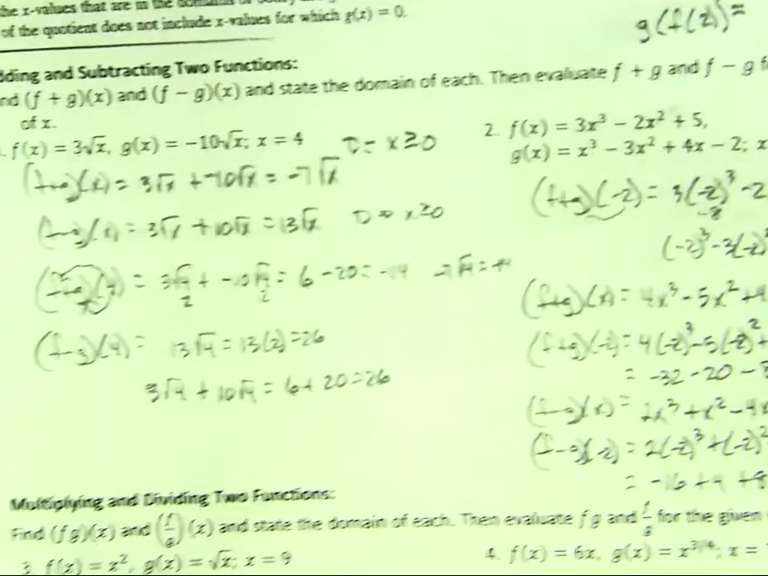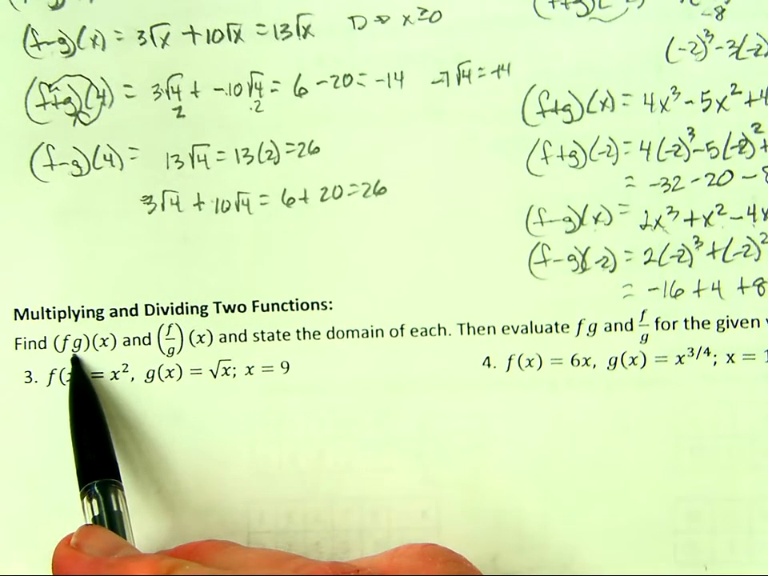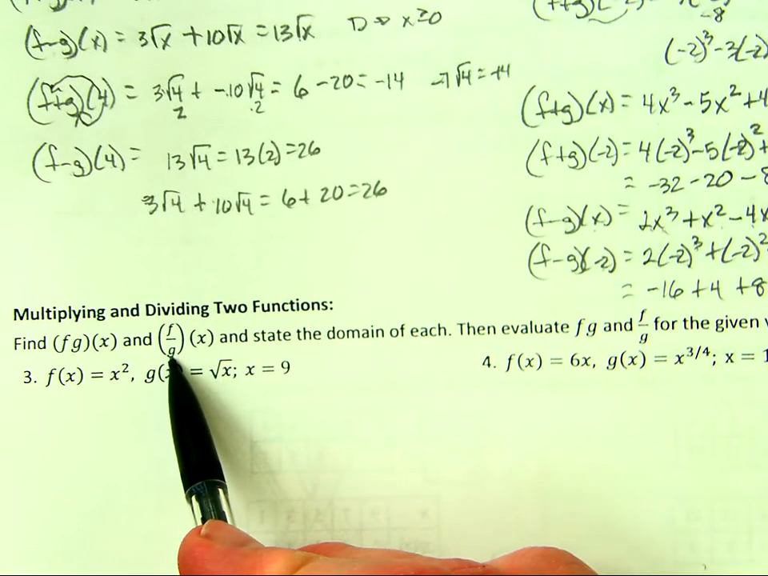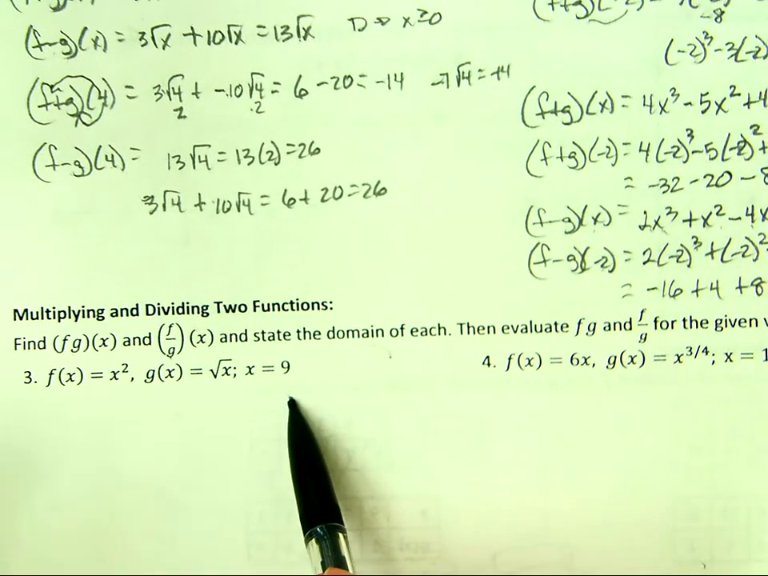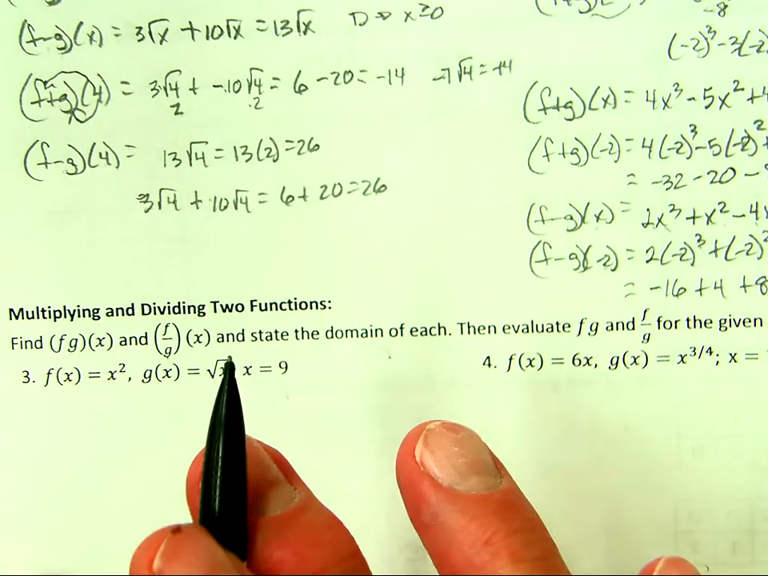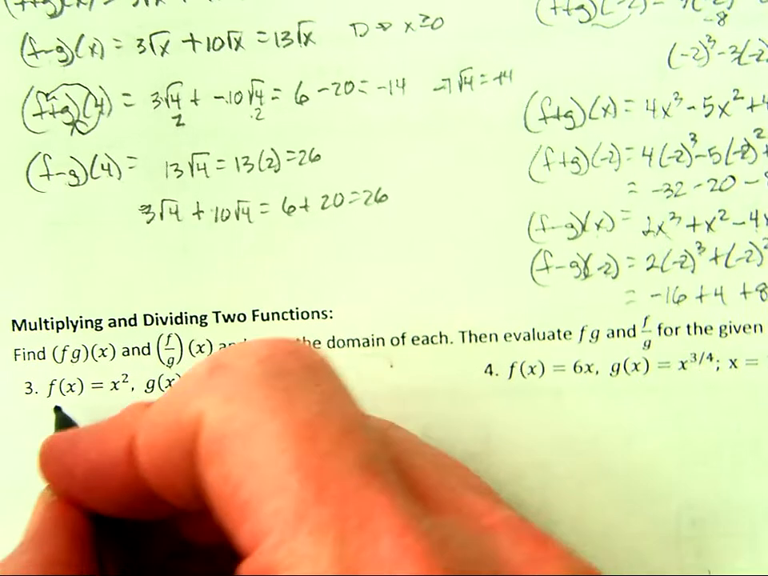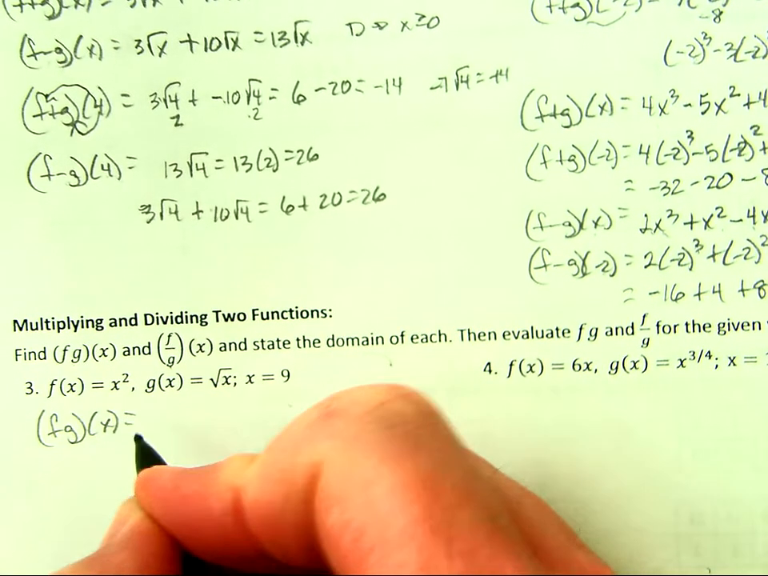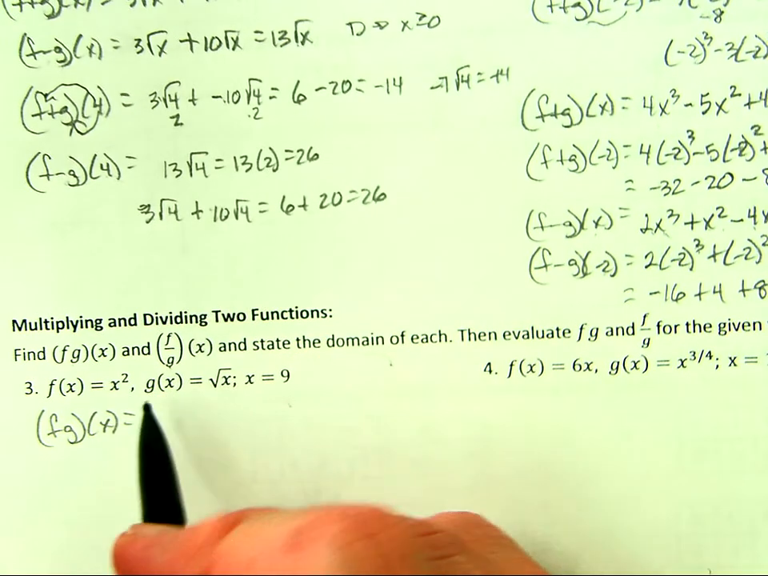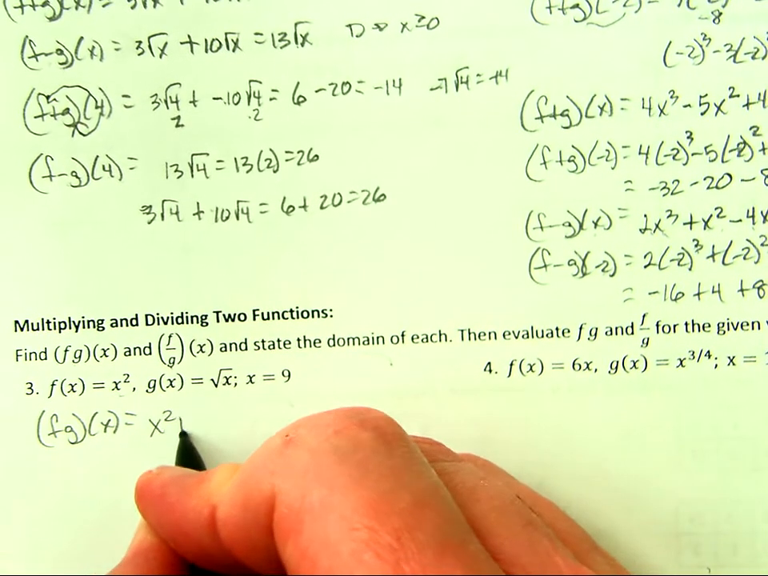So down here it says we want to find f times g of x and f divided by g of x and state the domain. Then we want to find the value. Now these I would definitely do this part first and then substitute in the numbers. So here if I'm finding f times g of x, that means we're multiplying. We're taking x squared times radical x. So that just gives you x squared radical x.